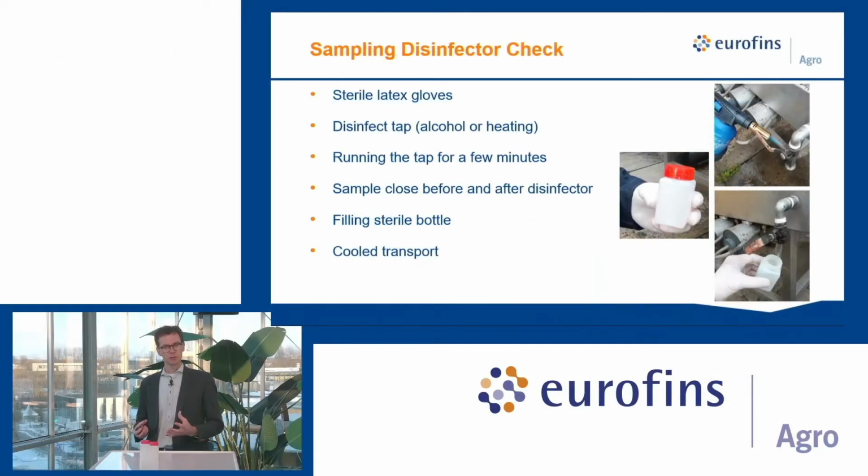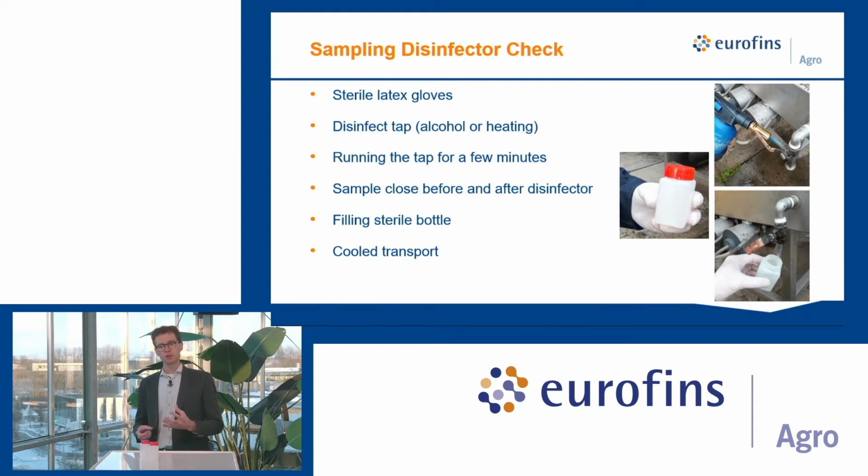If we look at the sampling for the disinfector check, it's very important to work sterile. Use specific gloves and a disinfected tap, that's very important. If you have a metal tap, you can do it with heating, like you see in the picture, or you can use alcohol for a plastic tap.